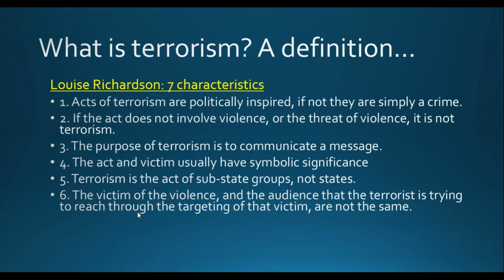As well as this, she argues that the victim of violence and the audience that the terrorists are trying to reach through the targeting of that victim aren't always the same. This also involves the deliberate targeting of innocent civilians. So those are her 7 key characteristics, this is how we go about defining whether a particular act of violence is terrorism or not.